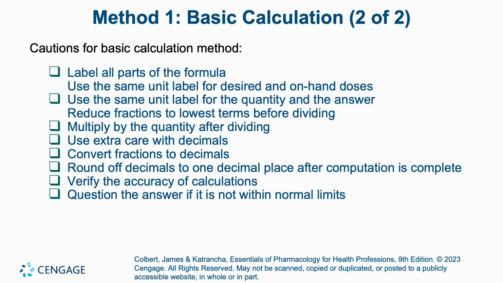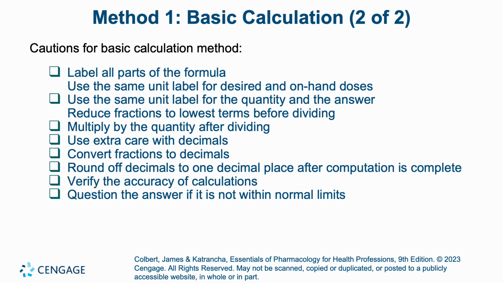Cautions for basic calculations. You need to make sure throughout the entire equation that you are labeling all parts of the formula using the same unit label for your desired and on-hand doses. You also need to use the same unit label for the quantity and the answer. Reduce fractions to their lowest terms before dividing. So if you had, let's say, 4/20ths, that is the same as 1/5. You want to use the lowest possible term before you divide. Multiply by the quantity after dividing, so you do the division first and then the multiplying.